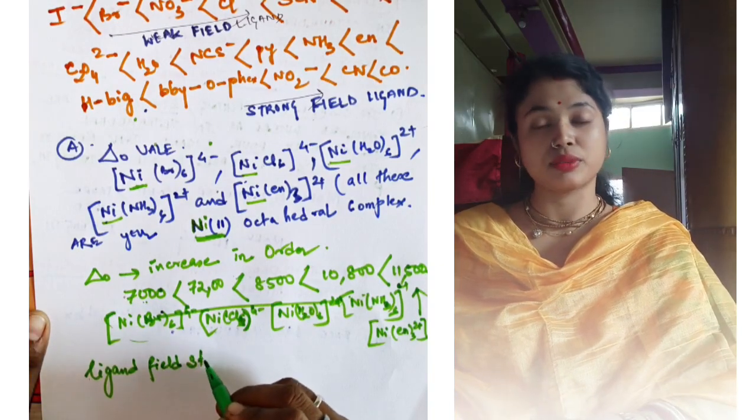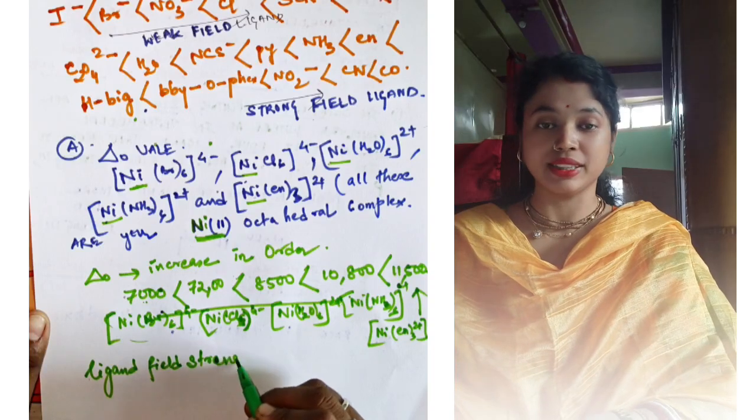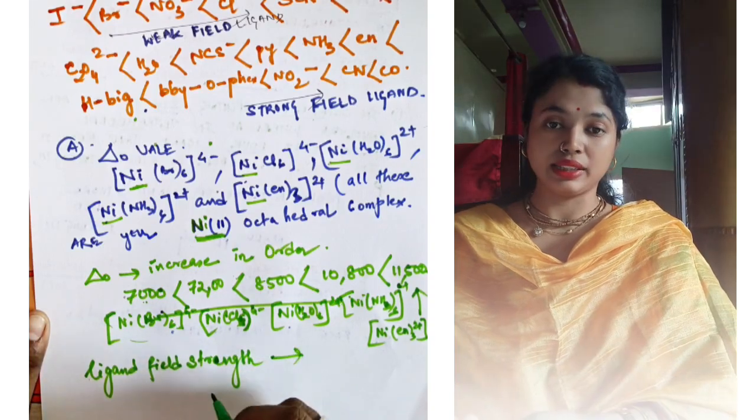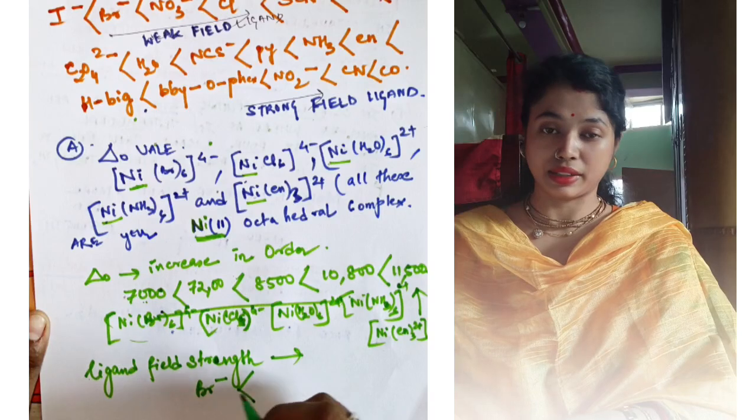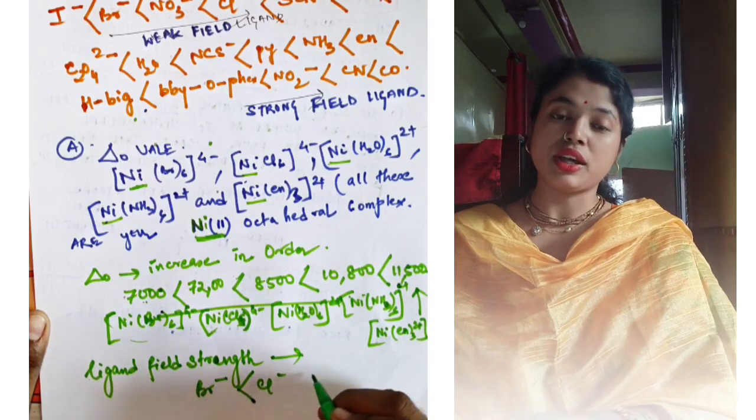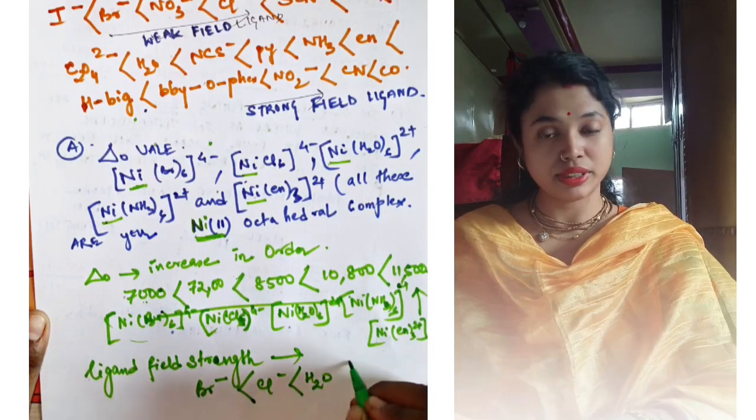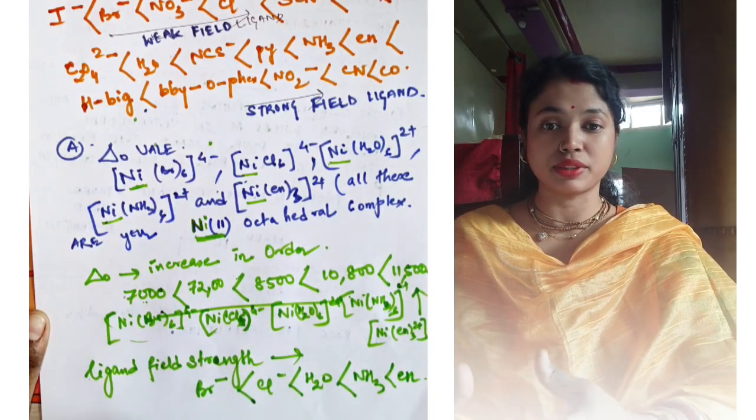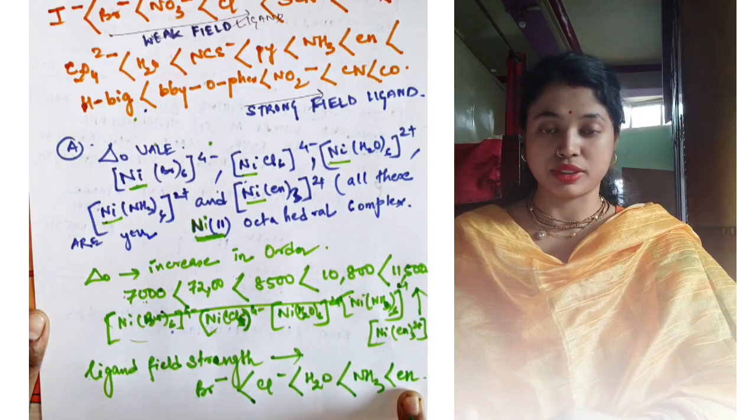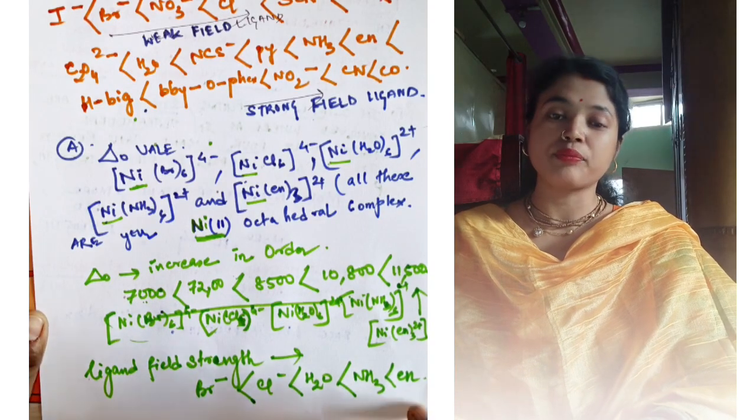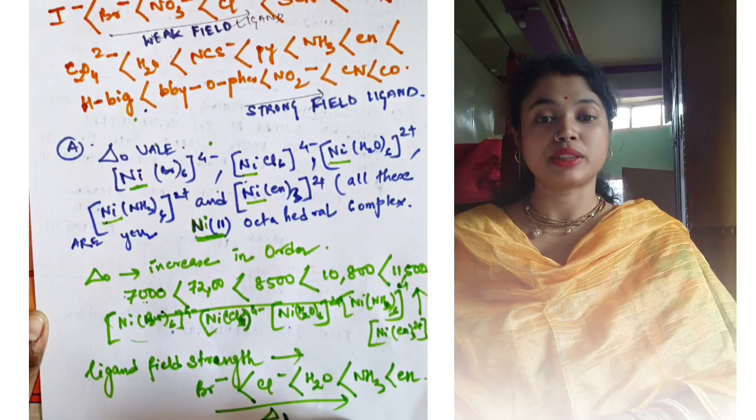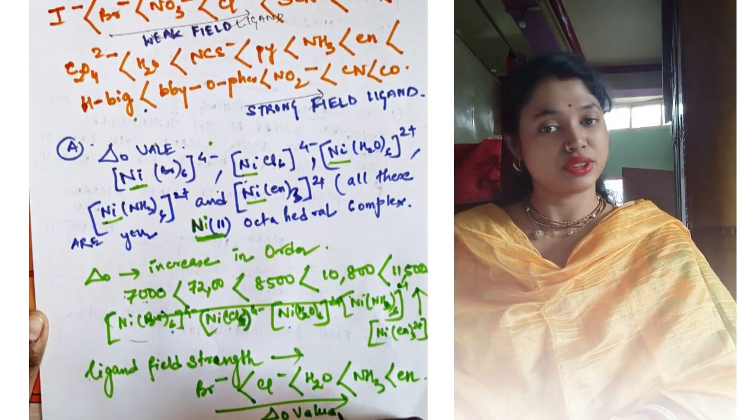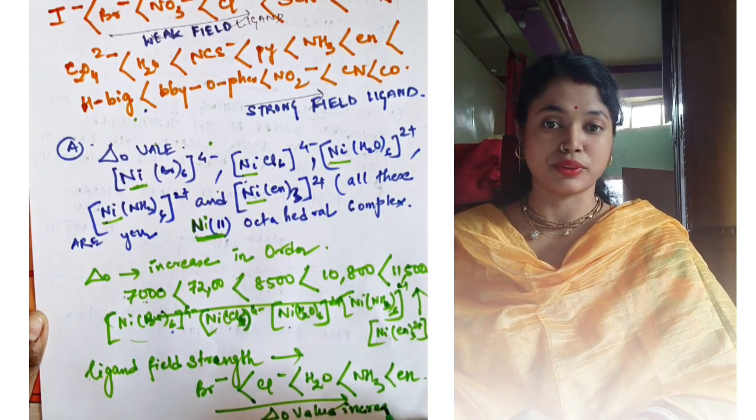Field strength increases in the order. Br minus cannot split much. Cl will split some more, water will split more, then ammonia, a strong field ligand, splitting is more, and the last one, en, because this is ethylene diamine, splitting is the most. So delta naught value increases.